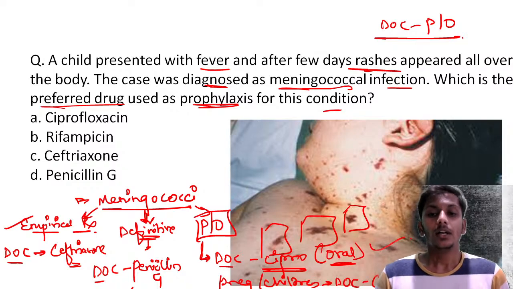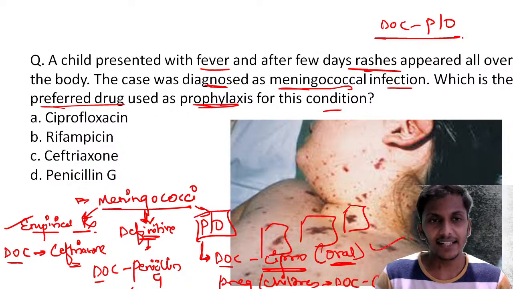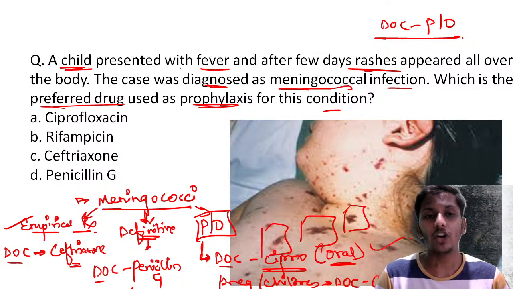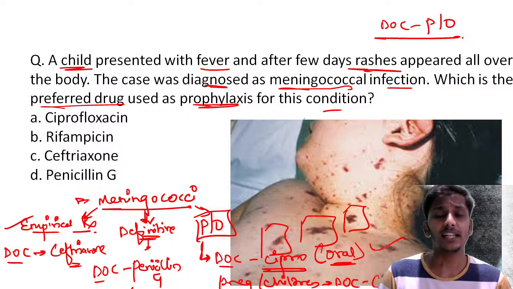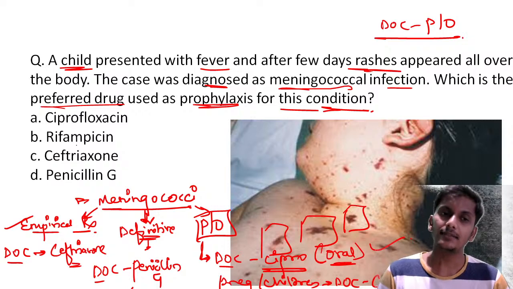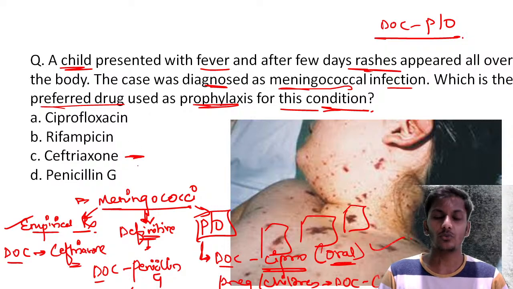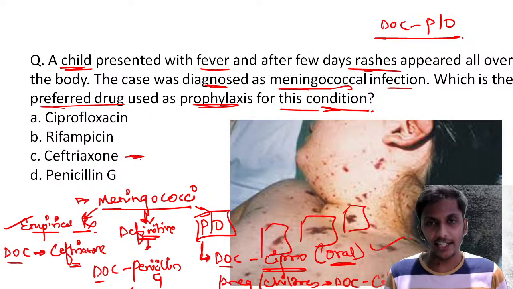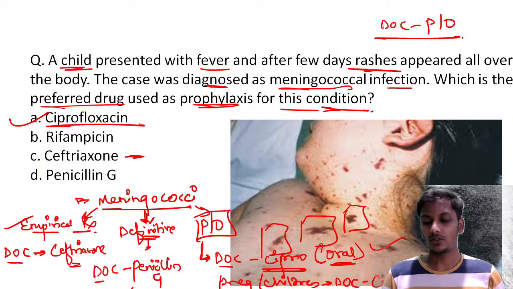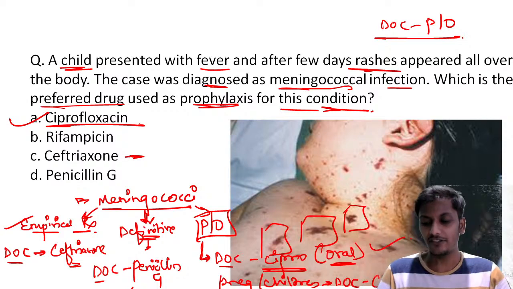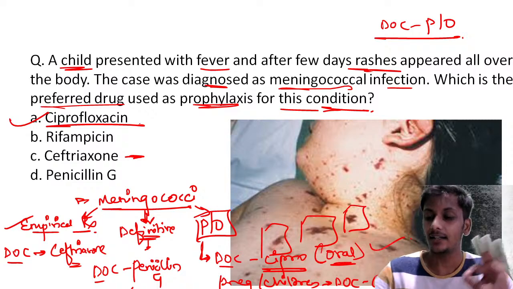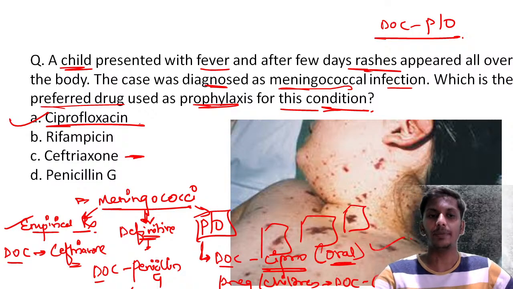Now, this is a child they have told, right? But they have not mentioned specifically about this condition. If they mention about this condition, then the answer should be ceftriaxone over here. But if they are asking about meningococcal infection as a whole, then the answer should be option A, ciprofloxacin. If they specifically ask about pregnancy or children, then the answer would be ceftriaxone.